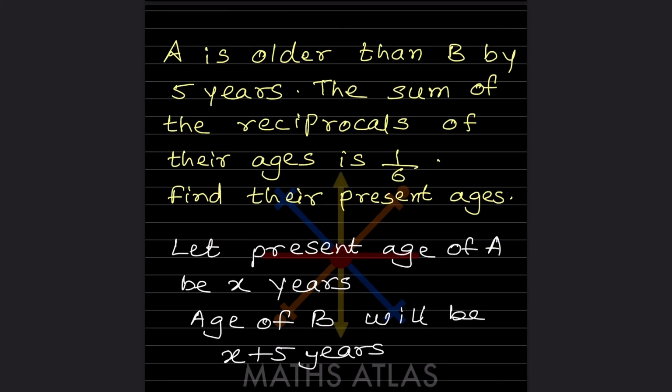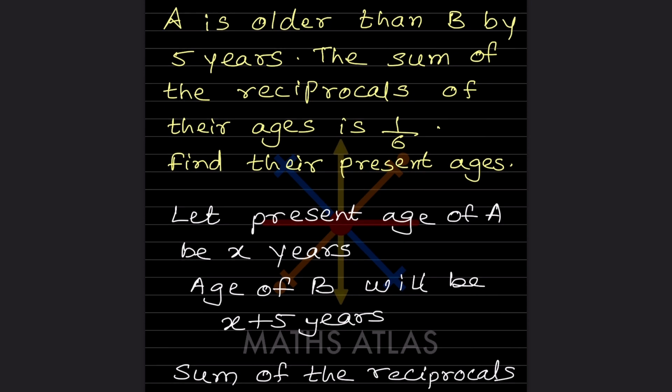Now in this one they said A is older than B by 5 years, and the sum of the reciprocals of the ages is 1 by 6, and you have to find the present ages. So let the present age of A be x years. And the age of B will be what? Because they said A is older than B by 5 years, the age of B will be x plus 5.